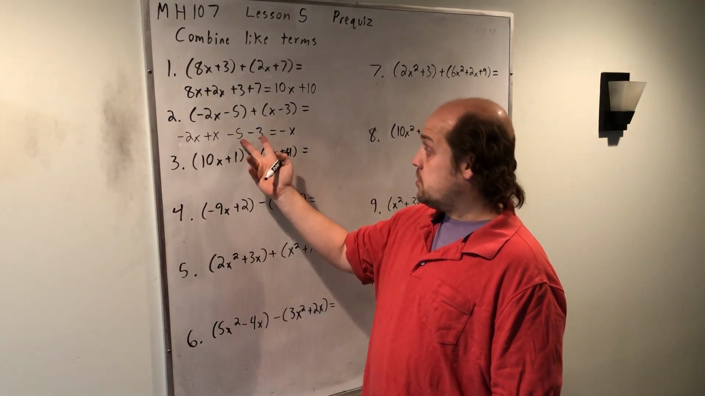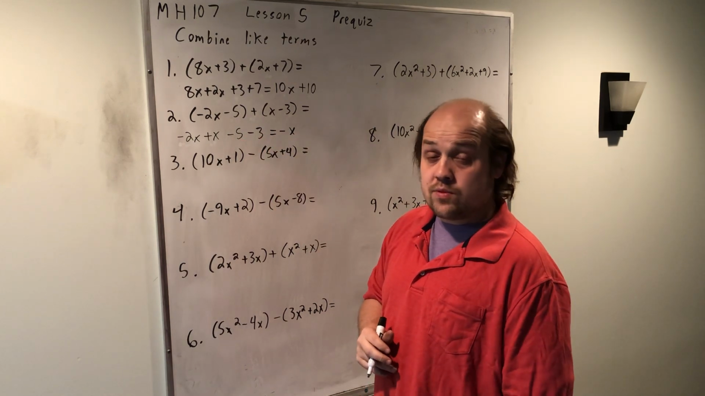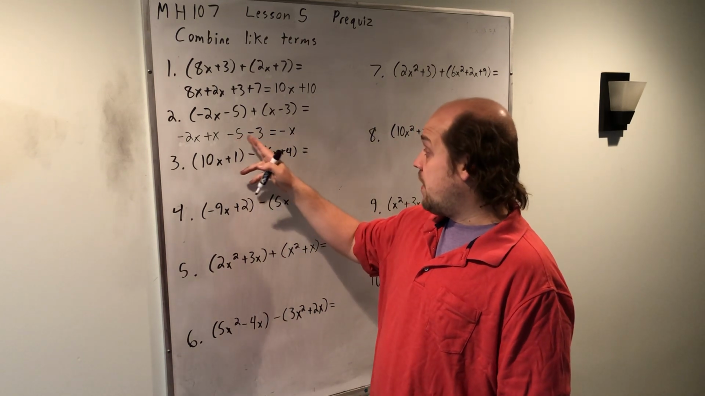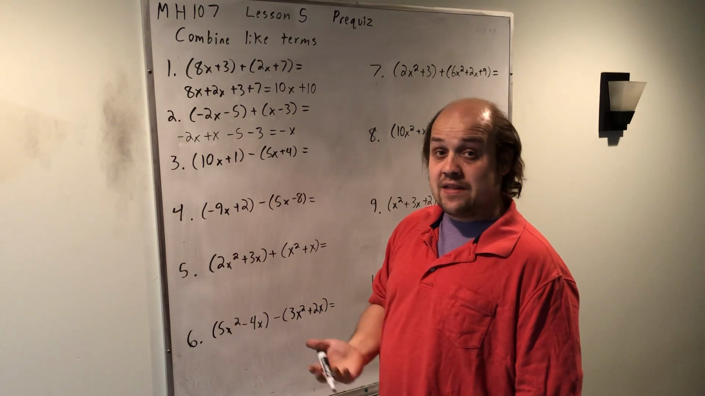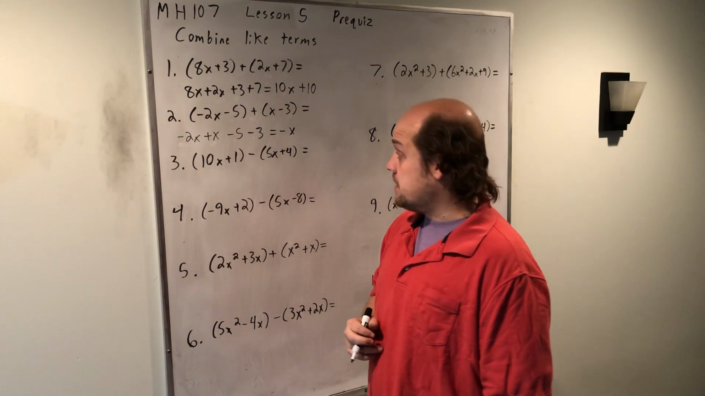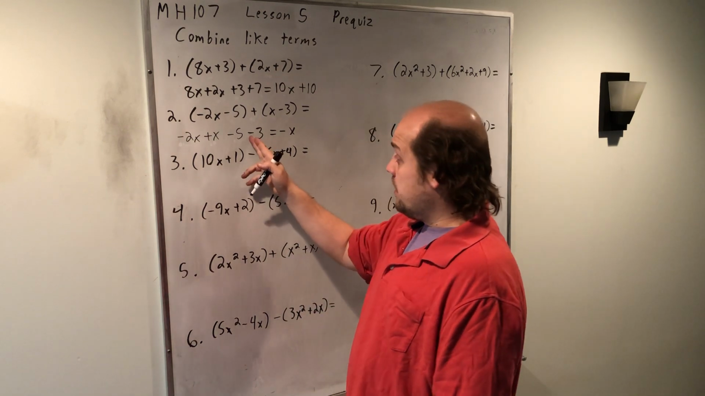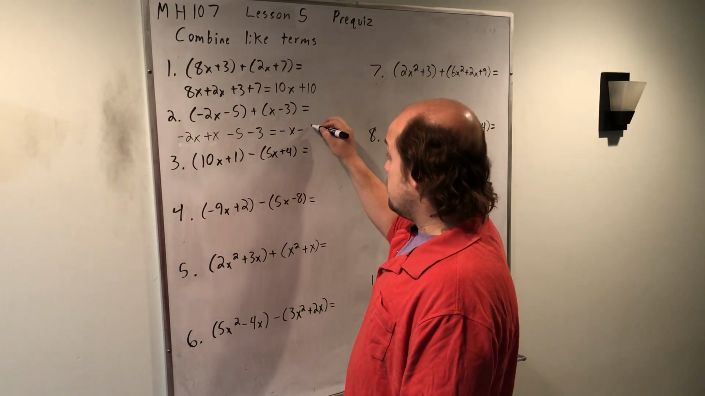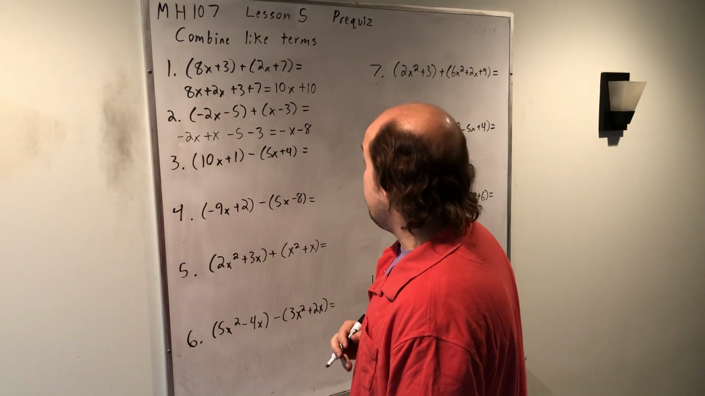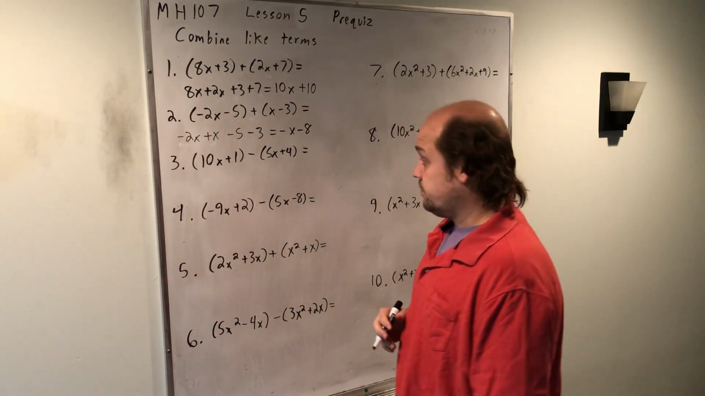When we look at the next two terms that we have as like terms we're trying to combine, we have a negative 5 and a negative 3. When they have the same sign, you add and keep the sign. So when we add 5 plus 3, we get 8, and we keep that negative sign. So our final answer is negative x minus 8.